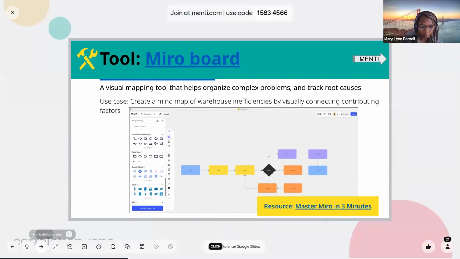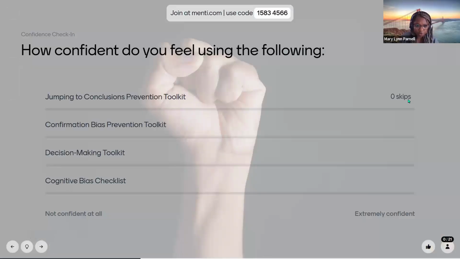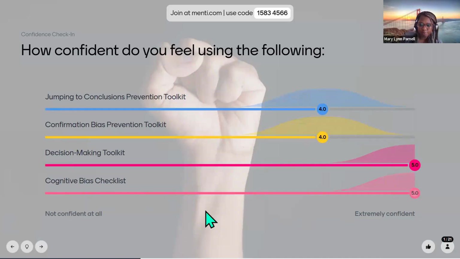All right. So now we're going off to Menti. We talked about the 4 toolkits to fight some of the challenges that we have. So how confident do you feel with the following? Jumping to conclusions prevention toolkit, the confirmation prevention toolkit, the decision making, and the cognitive bias one.